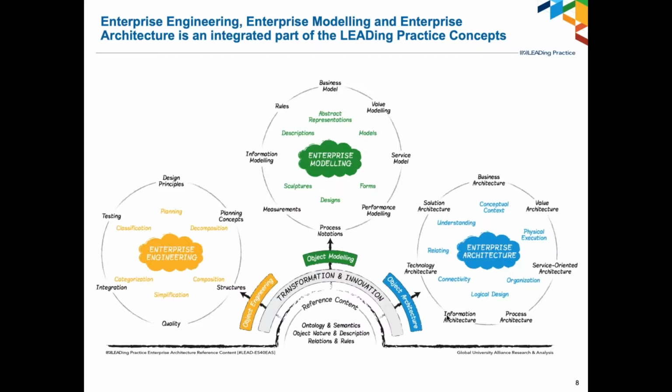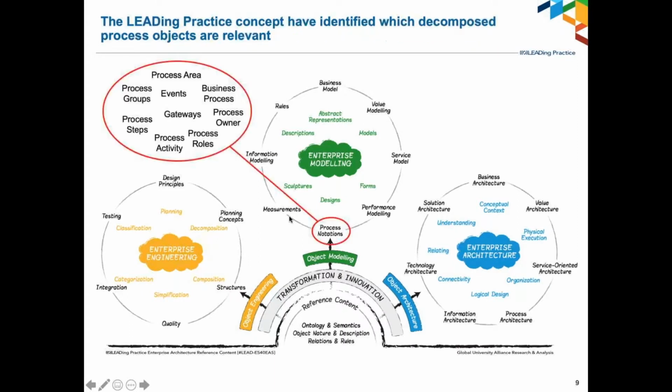So what we're trying to say is, what they have in common is their objects. In the process world, these are the objects we are talking about. Process areas, process groups, business processes, process steps, process activities, events, gateways, process owners, process roles, and by the way, multiple others, like process rules, process measures, process security, process compliance, etc. Obviously, we kept it here simple as an example. We will go quite detailed as we move on.